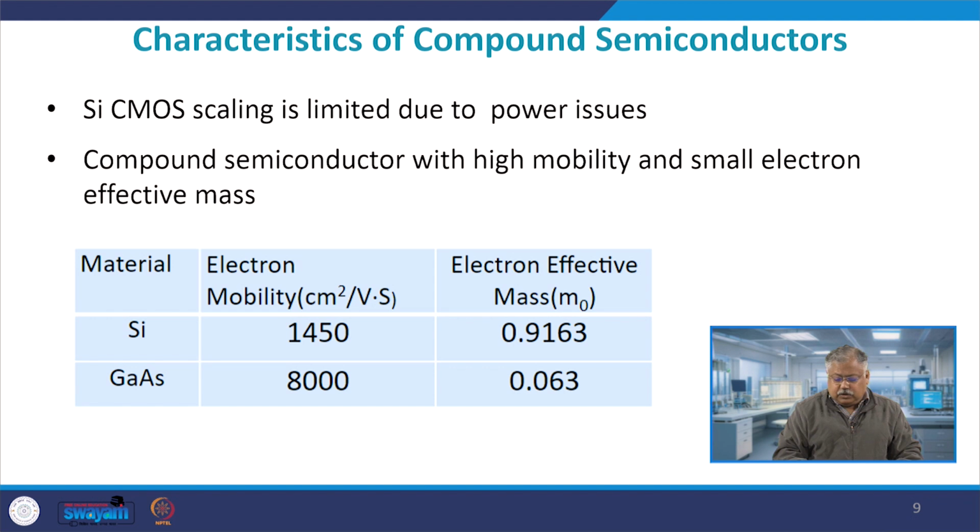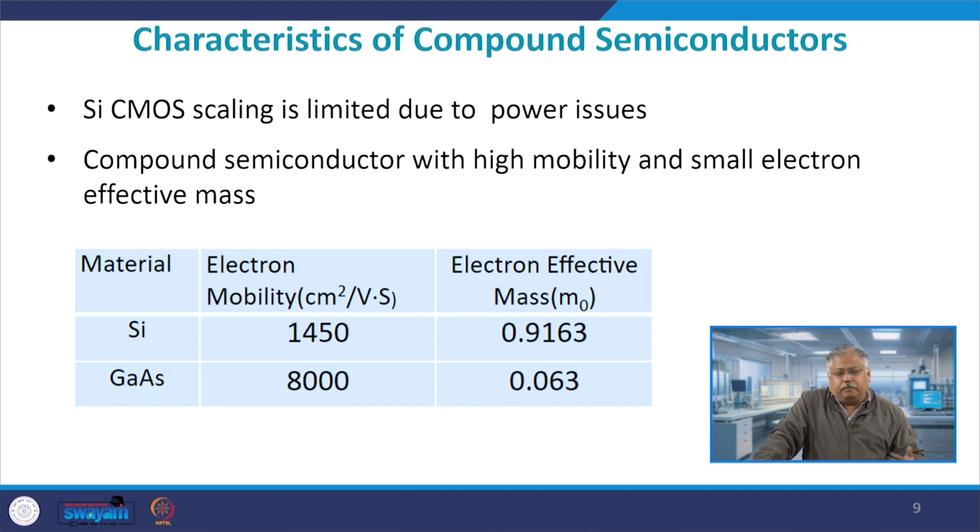So let's come to the characteristics of compound semiconductors. When you look at silicon and scale down the device, we do have a problem: when you scale it down, the channel length reduces, current increases, and therefore I square R, which is the power, goes on increasing. The power dissipation goes on increasing, and that's the problem.